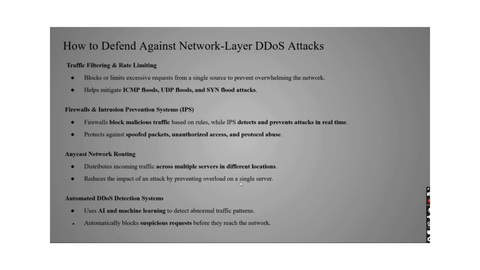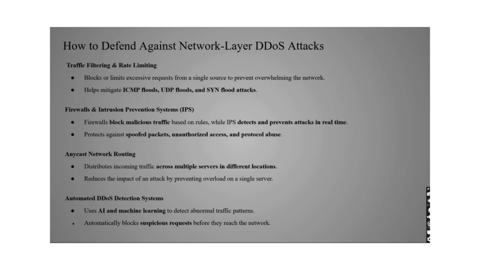For example, imagine a shopping website that limits the number of requests from a single user within a short period. If a bot tries to flood the site, it gets blocked, ensuring real customers can still access the service. Then the second one is firewalls and intrusion prevention systems, that is IPS. Firewalls block traffic based on predefined rules, while the IPS actively detects and prevents attacks in real time. These tools help defend against malicious packets, unauthorized access, and protocol abuse.